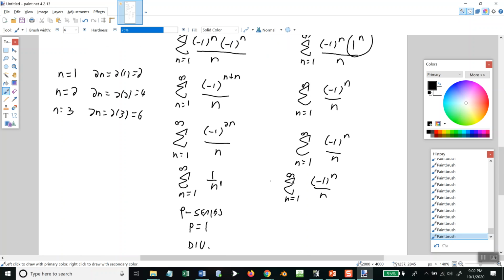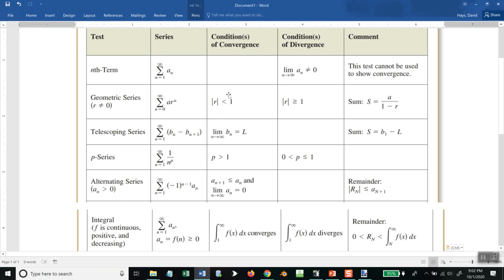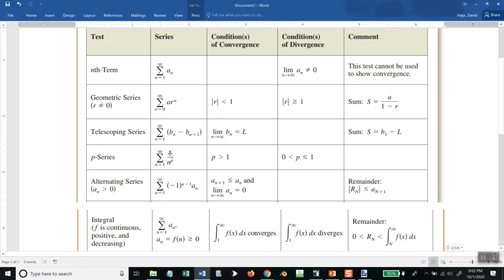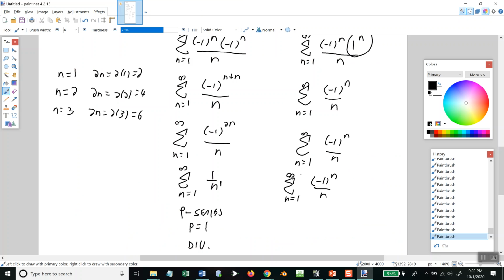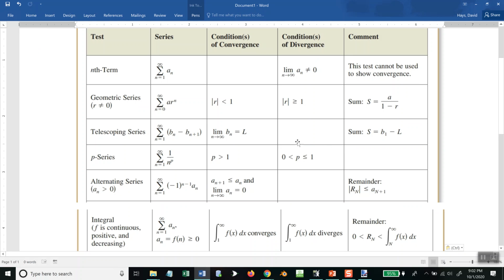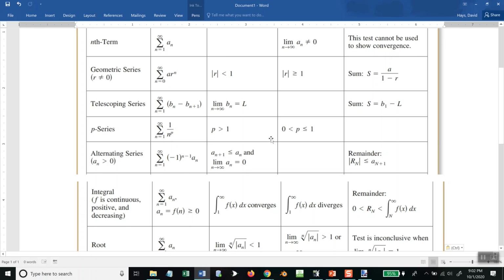This one alternates. First off, it can't be the P series because the P series doesn't have a number in front of the n, does it? Doesn't have a number on top. I can't take the number out in front because the n is dependent upon the summation. So I'm looking for something to the negative 1 power. Alternating series, would that be?